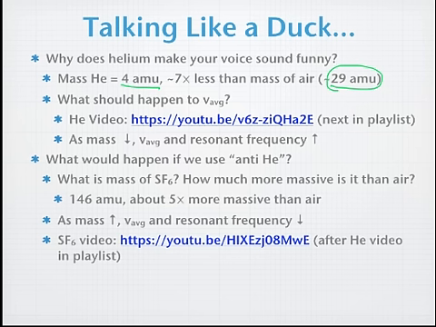Notice in the video, also watch after they get finished doing the breathing, you can also use the SF6 to sink a boat. And this is some pretty cool stuff.